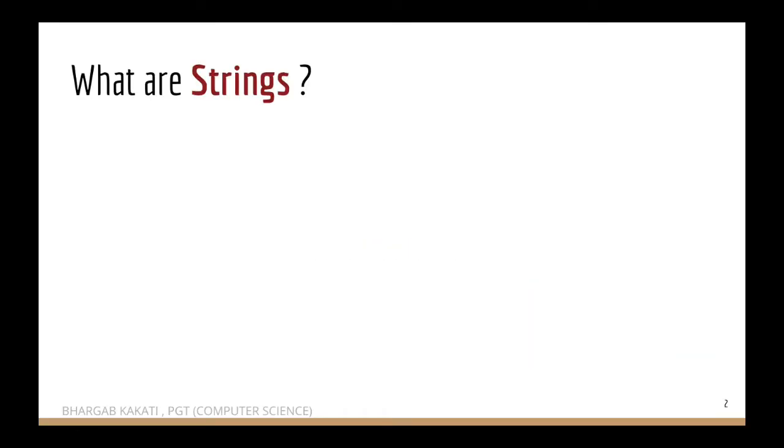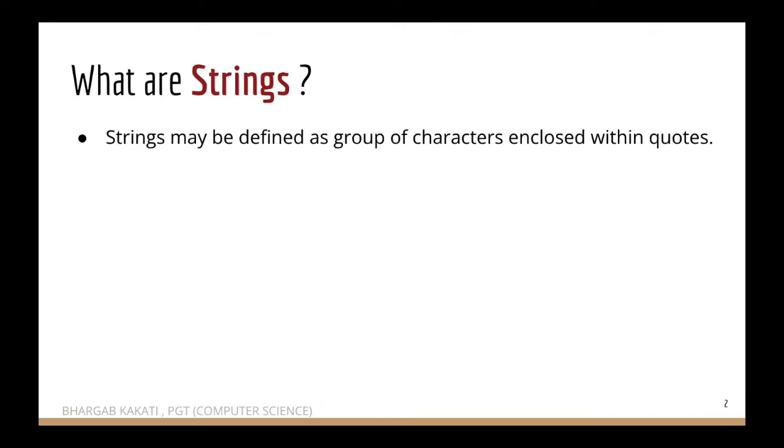So first thing is we are going to discuss what is the meaning of strings. A string may be defined as a group of characters enclosed within quotes. Within the group there may be any character, like a floating point number, an integer, or some alphabets. If we have a group of characters enclosed within quotes, the quotes may be single, double or triple quotes, then we say them to be strings.